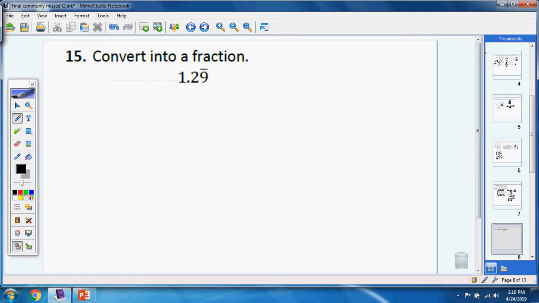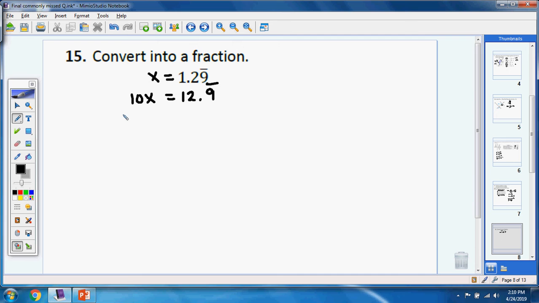All right, number 15 and 16, it wants us to convert it into a fraction. So the way that I need you to do it is, hopefully you can remember, we need to make an equation. So I'm going to write x is equal to 1.2, and then it's repeating 9. So if that's x, what would 10x be? Now, if you remember, on 10x, it's really just moving your decimal once, because if you multiply something by 10, that would give me a 12.9, and remember, it's still repeating 9.